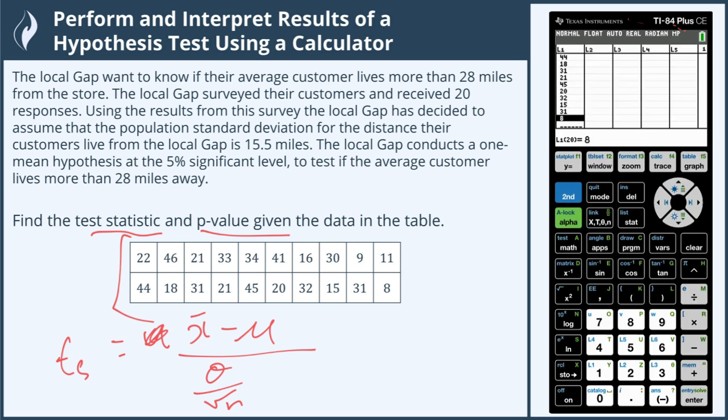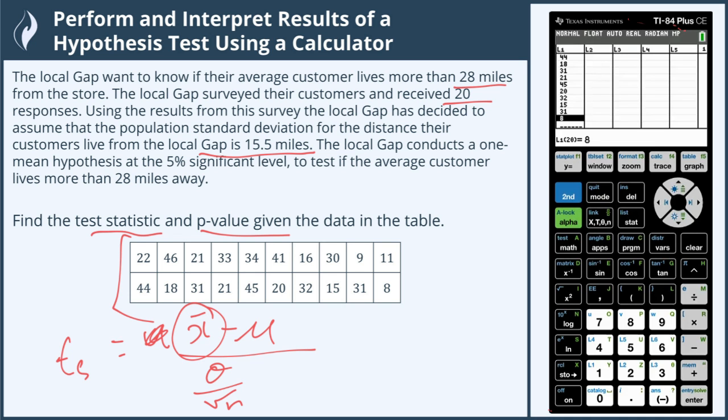Okay, so we have everything in this question. We have the population mean, which is 28. We have the standard deviation, which is 15 miles. And we have the sample size, which is 20. The only thing we're missing is the sample mean. So we are going to go ahead and find this.